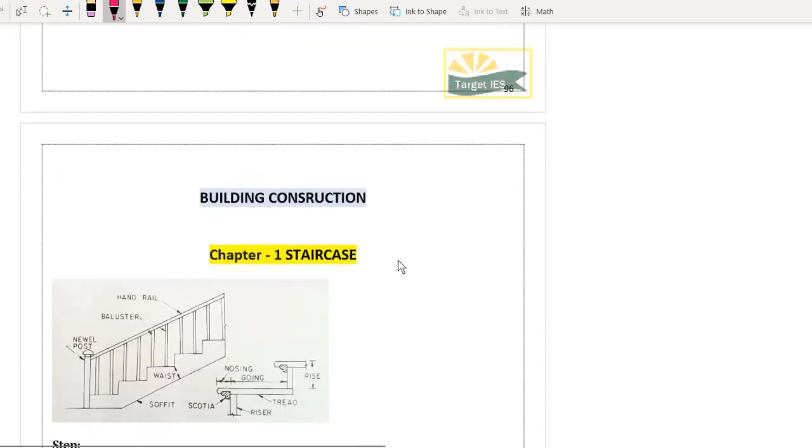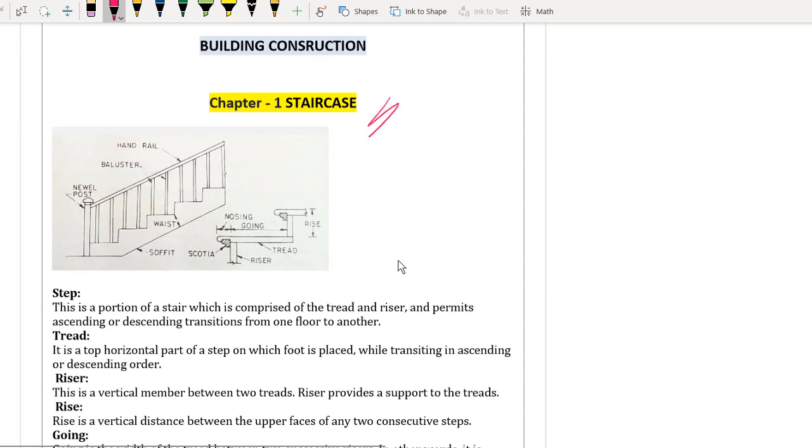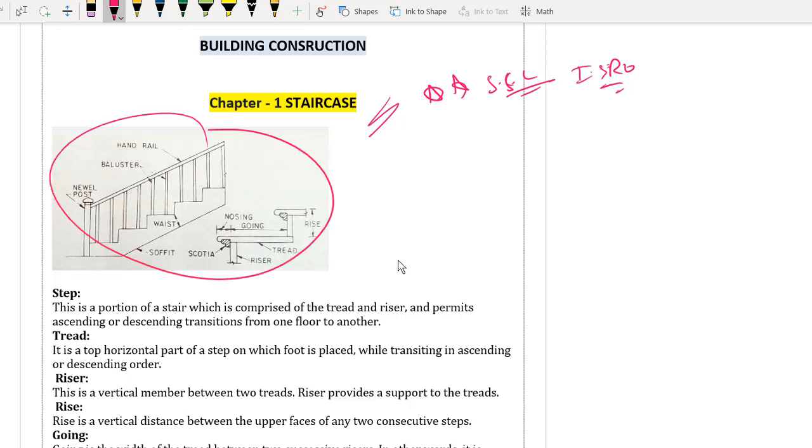this part of staircase is very important. Okay, so very important for your SSC JE and ISRO also. Every year there is a question from ISRO from staircase. I don't know what is their obsession with staircase, but question पूछा जाता है ISRO में every year and questions will be based on the parts itself. Okay, so कौन सा पार्ट का क्या यूज़ है, newel post का क्या यूज़ है, baluster का क्या यूज़ है, hand rail का क्या यूज़ है, waist का क्या यूज़ है.